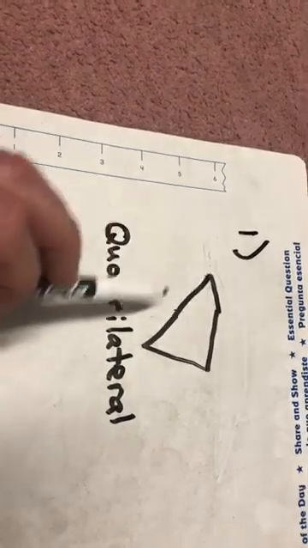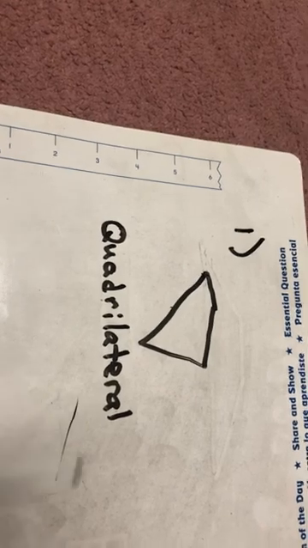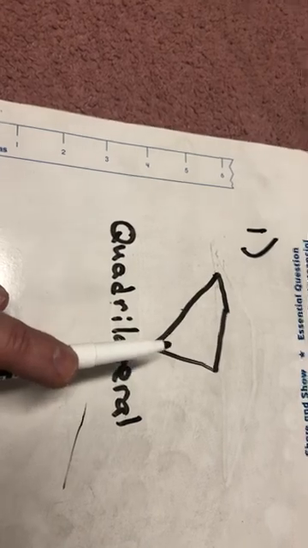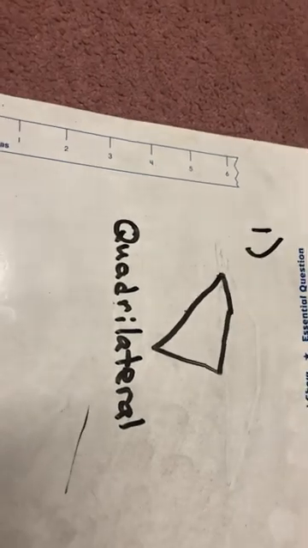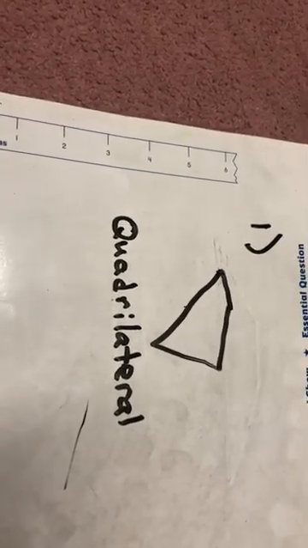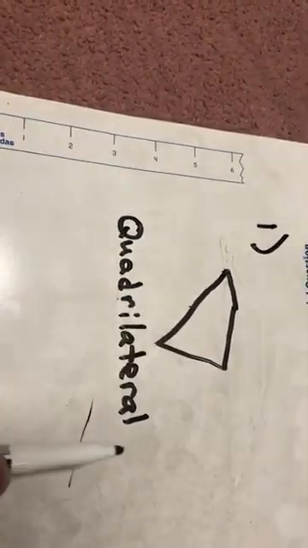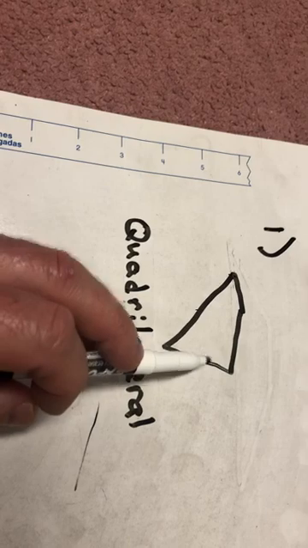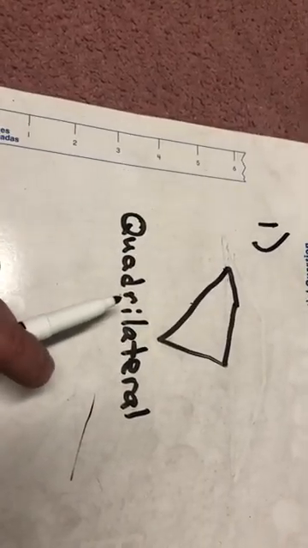This clearly does not have 4 right angles, so it is not a rectangle. All 4 sides are not the same length. There are not 4 congruent sides. It is not a rhombus. It is clearly not a square because it's not a rectangle and it's not a rhombus. So it does not have 4 right angles like a rectangle would. It does not have 4 congruent sides like a rhombus would. So it is not a square. Clearly not a trapezoid. There is not a set of parallel sides. The top and the bottom are not parallel. The right and the left are not parallel. The only one that fits here in number 1 is a quadrilateral.